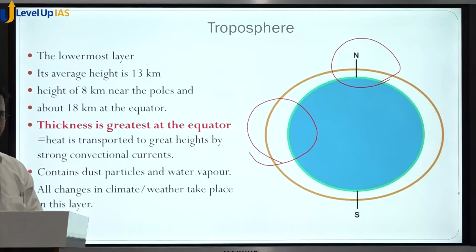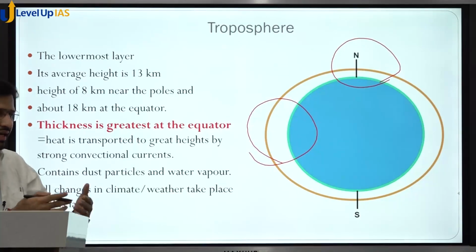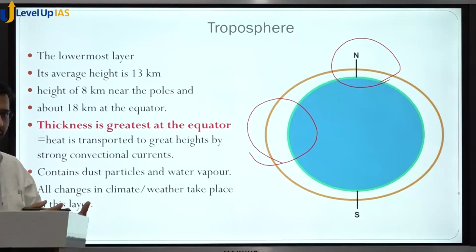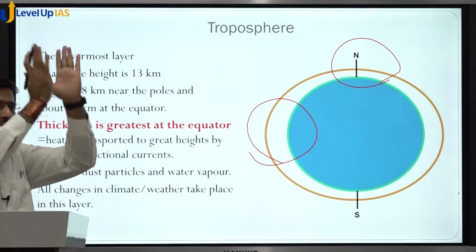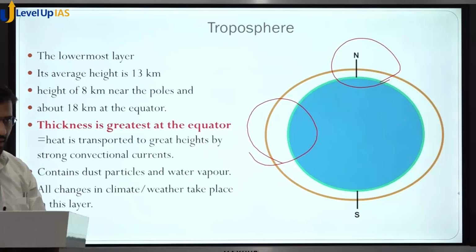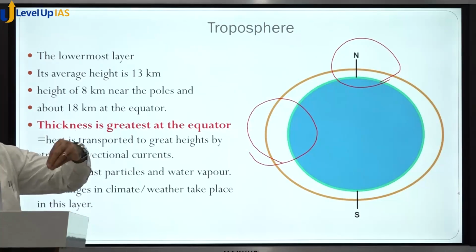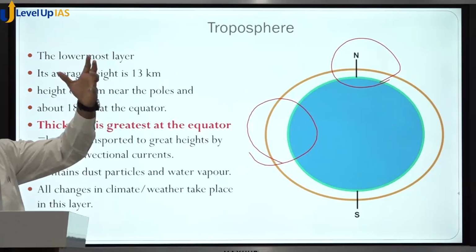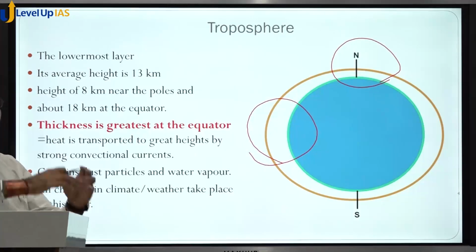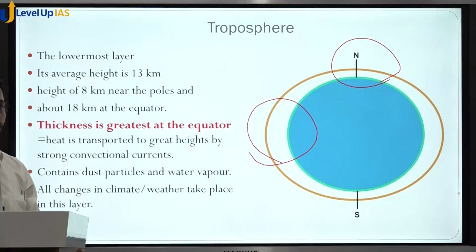So what is the reason for that? The reason is that on the equator we get more sunlight. Because of that, air is heated, and because of this heating, the convectional current rises very high over here. Getting it? The height to which the convectional current rises on the equator is higher compared to the poles. So that is why the thickness of the troposphere is greater on the equator.